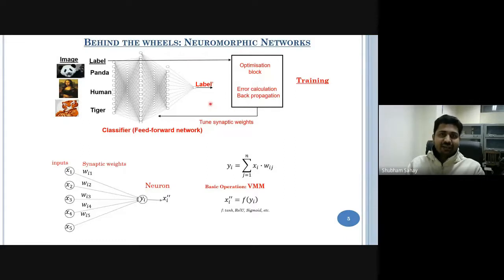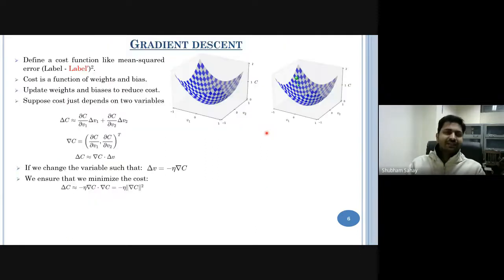So at the end of the day, during training, what happens? You are essentially changing these weights to reduce the difference between the label and the label dash, which you should get, right? And the algorithm that is being used is backpropagation, which is based on gradient descent. So let me talk something about gradient descent as well, because it may be new for many of us.